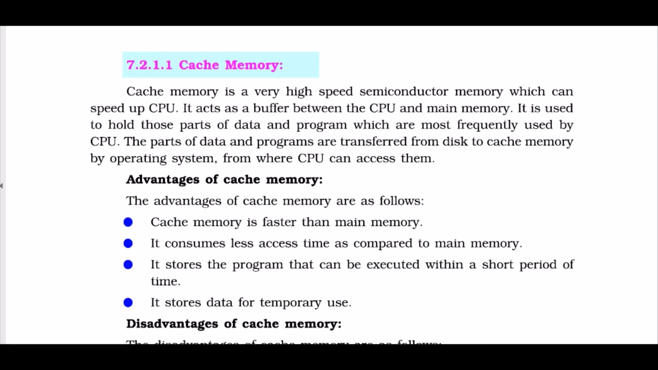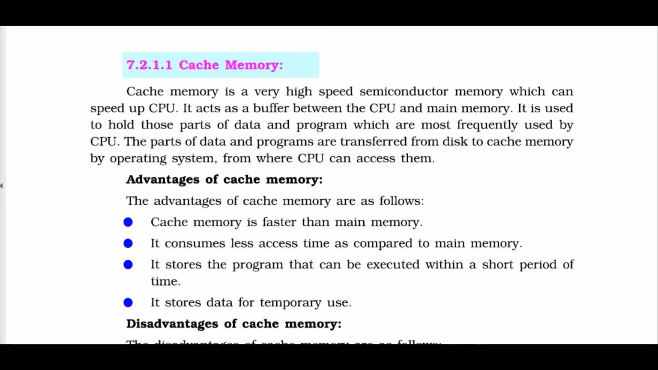On your smartphones or on your computers, you have something called cache memory. Cache memory is a type of memory that is stored temporarily on a certain semiconductor chip, a microchip that is inbuilt within your system. What it does is it buffers. It stores the main part of the memory that the user uses a lot. It is used to hold those parts of data and program which are most frequently used by the CPU.